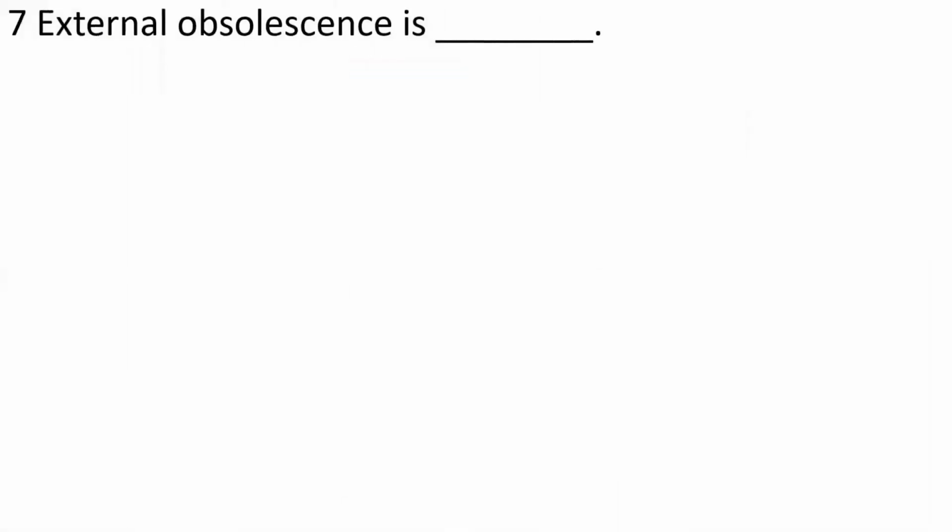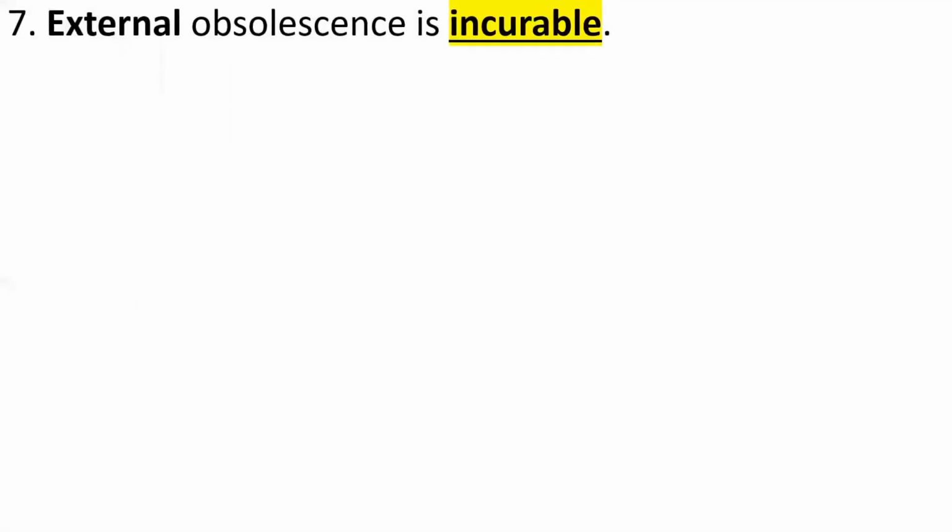Number seven, external obsolescence is blank. External obsolescence is incurable. Well, what does that mean? External obsolescence, also referred to as economic obsolescence, simply means that something outside your property boundary is affecting the value of your property.